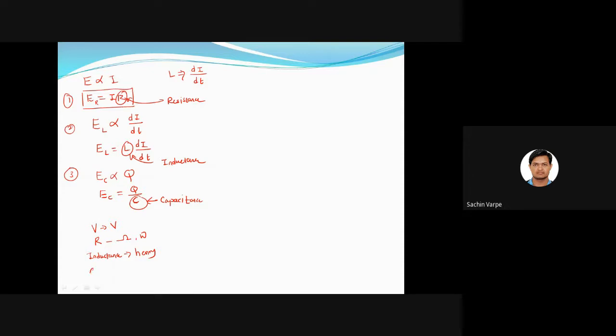And what is the unit for capacitance? Farad. Yes, it is Farad. And what is the unit for the current? Current is measured in ampere, right? Ampere. And what is the unit for charge? Charge is measured in Coulomb, right? Coulomb.